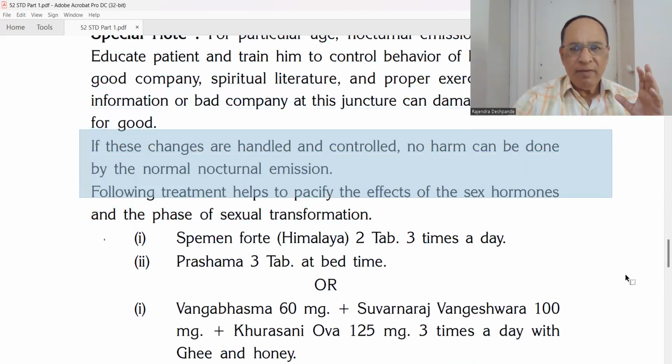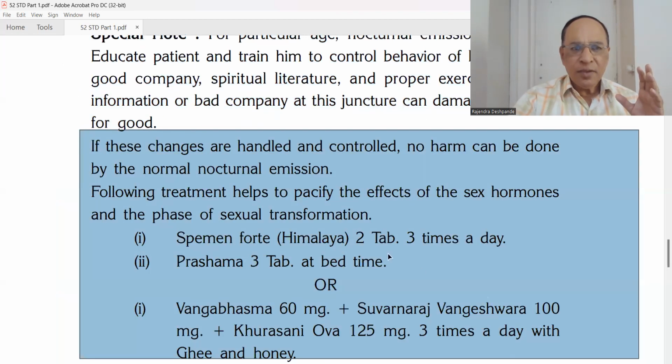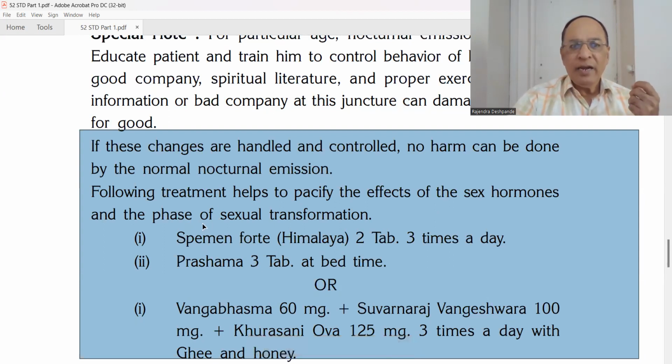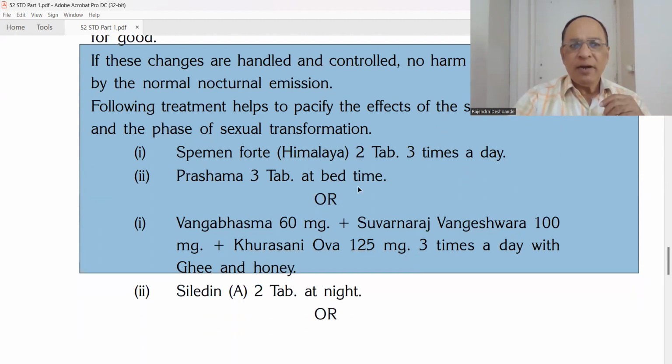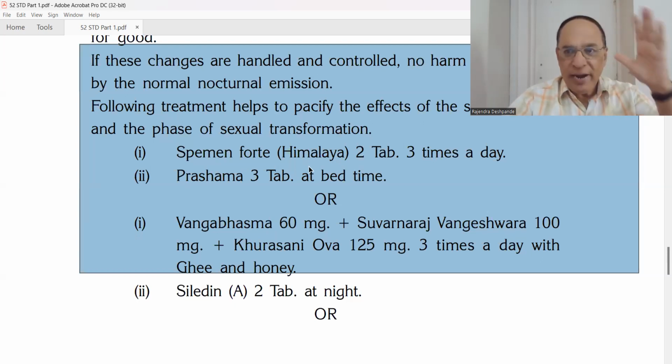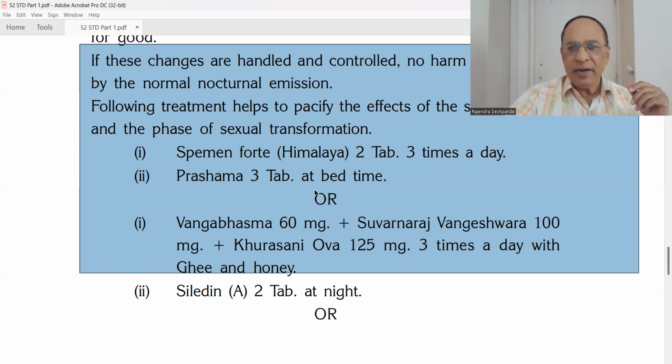So again, I will mark for you. The following treatment helps to pacify the effect of excessive testosterone hormone in the phase of sexual transformation. There is a tablet called Spemen 4 from Himalaya company, 2 tablets 3 times in a day for the nightfall. Then Prashama to tranquil your mind activity, 3 tablets at bedtime.